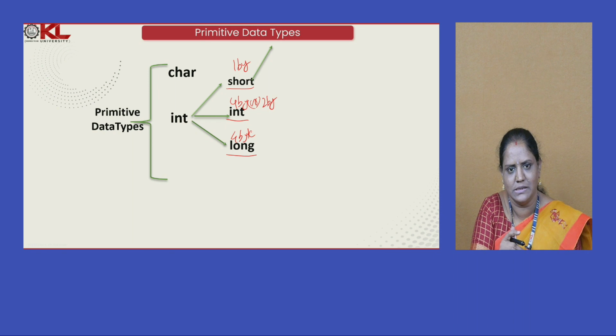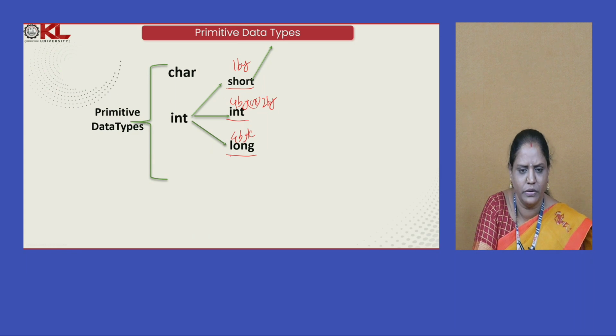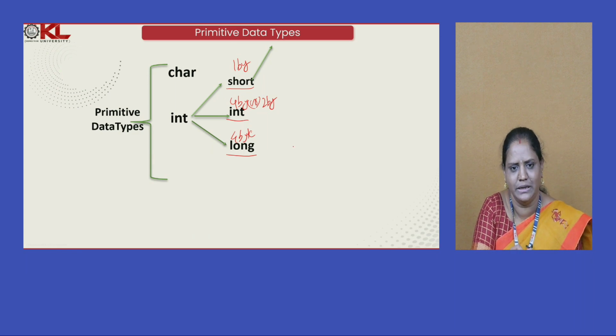I'll give a general example. To store age we can go with short int, and to store something less than 32,000 we can go with integers. For example, if I want to store your phone number, I definitely have to go with long, because it is a 10-digit number.